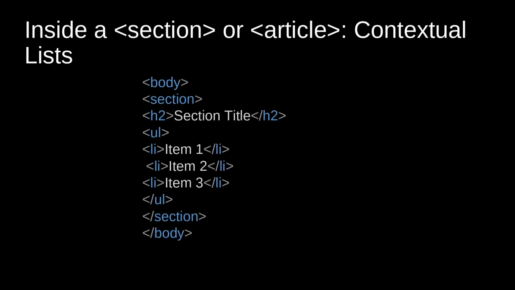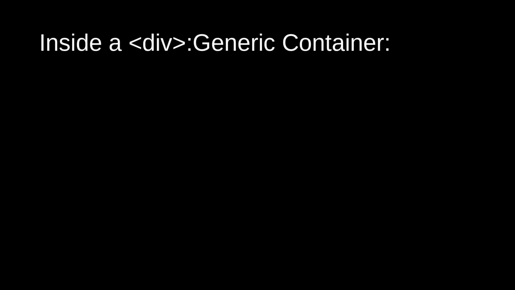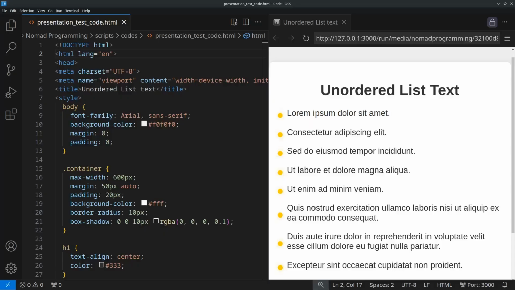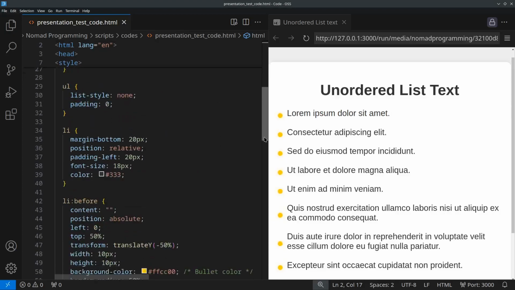Contextual lists. If the list is related to a specific section or content or an article, you can place it within the corresponding section or article element inside a div element or generic container. If the list doesn't fit neatly within a section or article, you can place it inside a div element for generic container.